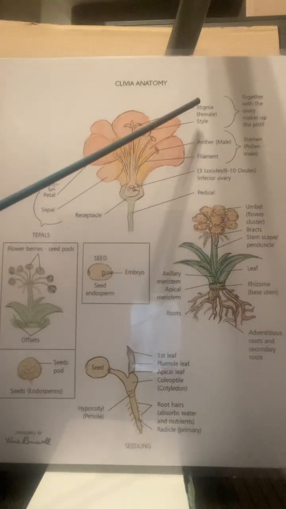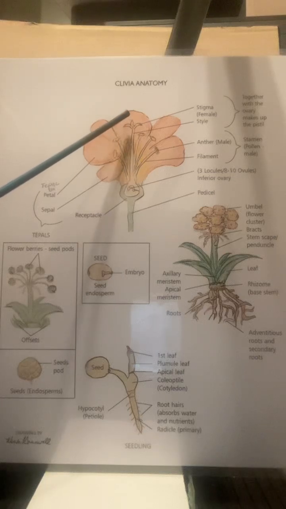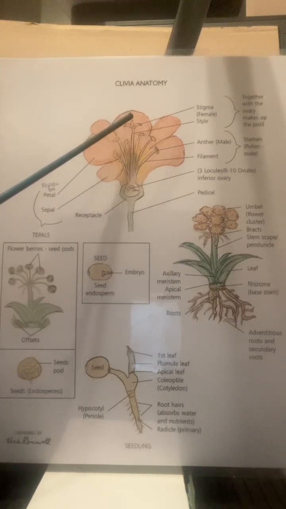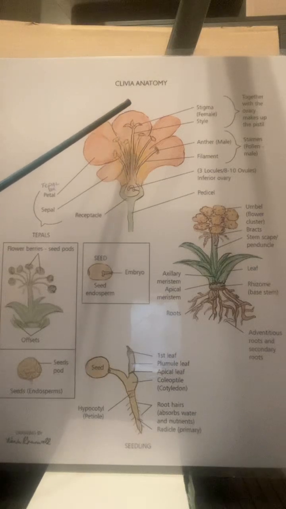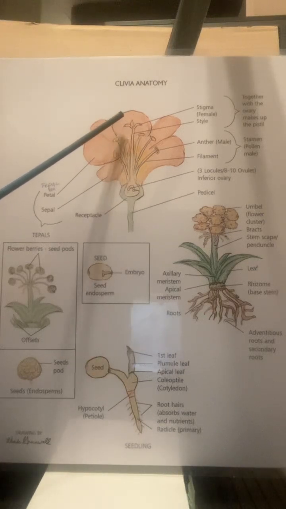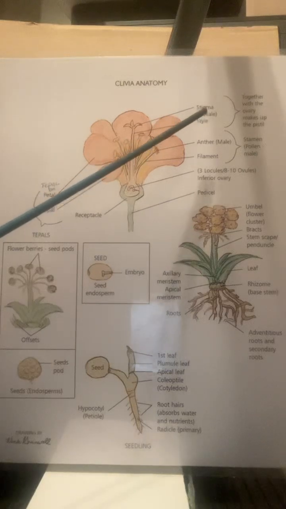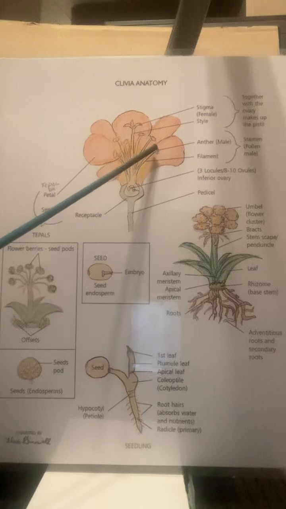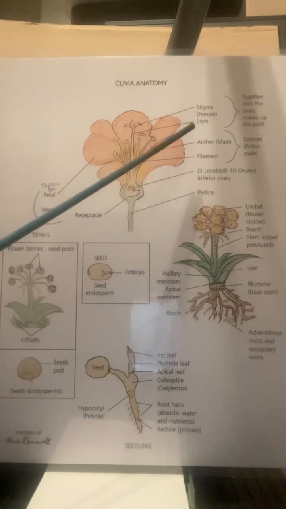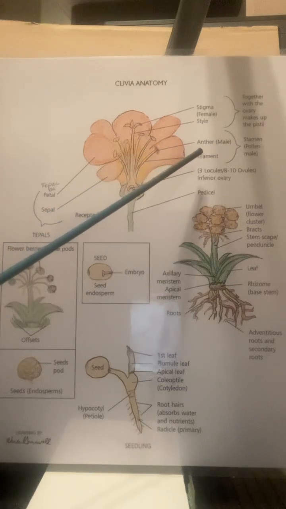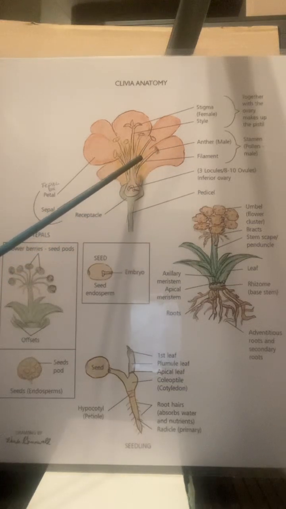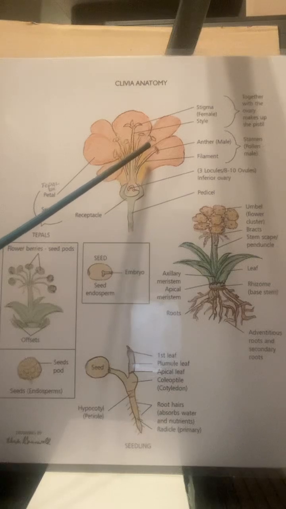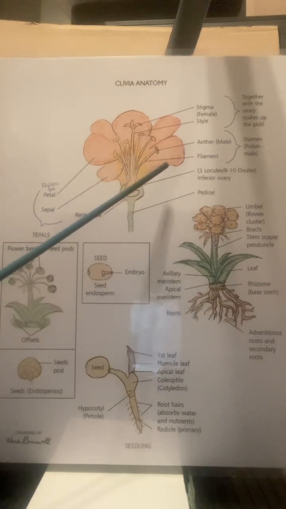Then you've got the stigma, which is where you put the pollen when you're crossing, making seed. That's the female part of the flower. And then you've got the anthers, which is where the pollen is, and that's the male part of the flower. Then the part that the anthers are on is called the filament.